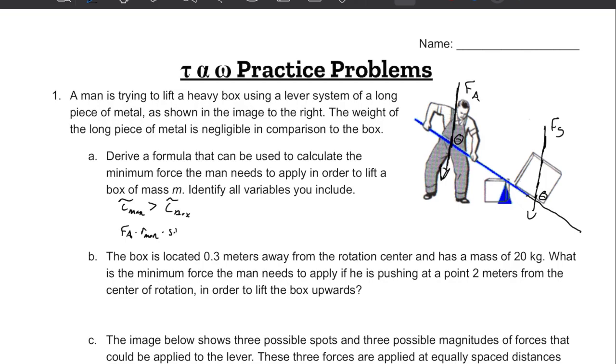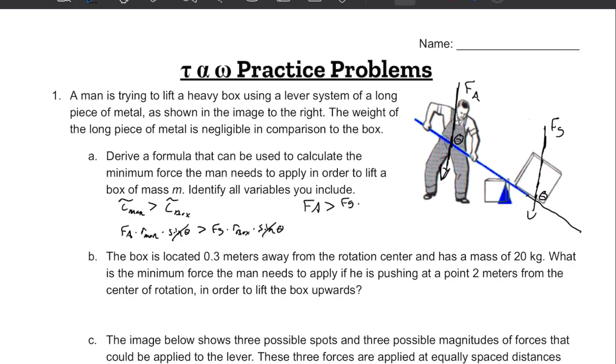The force applied by the man times the radius of the man from the pivot point times the sine of theta has to be greater than the force of gravity of the box times the radius of the box times the sine of theta from the force of gravity. On both sides, they're going to cancel out those sines of theta. So the force applied by the man times the radius of the man has to be greater than the force of gravity times the radius of the box.